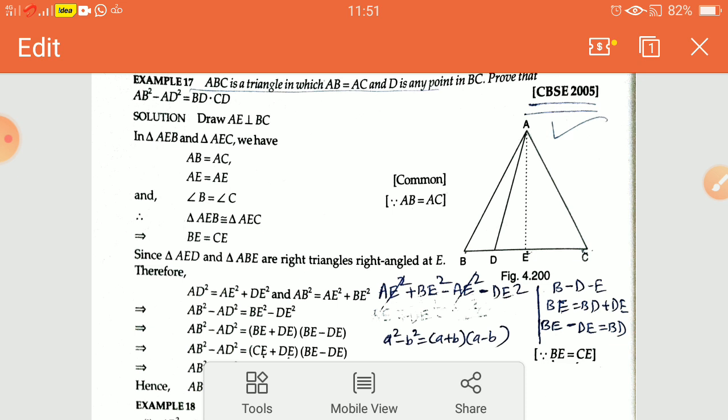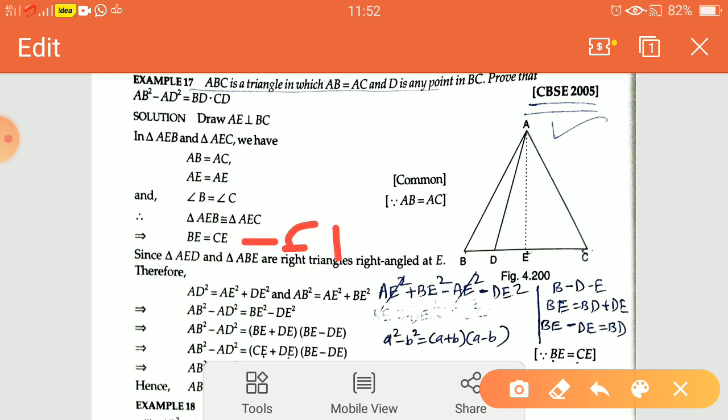So to prove that these two triangles are congruent, we have to show that AB equal to AC, because it is given. Similarly AE equal to AE, because AE is the common side, that is our construction, and angle B equal to angle C, and therefore triangle AEB is congruent to triangle AEC. Now if both the triangles are congruent, then we can write BE equal to CE by CPCT.